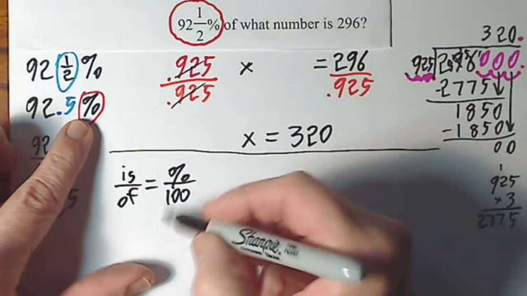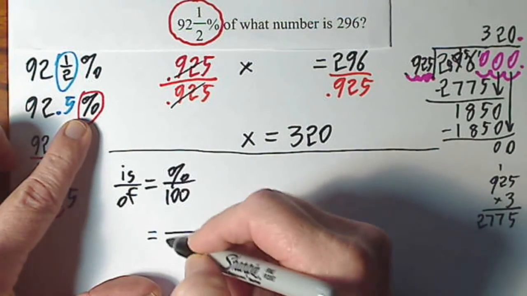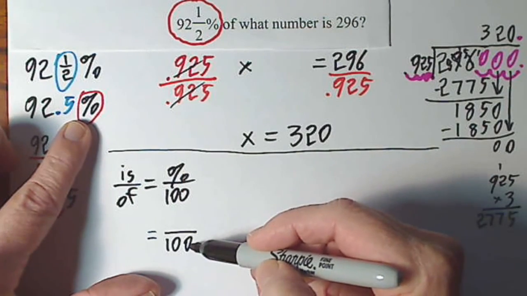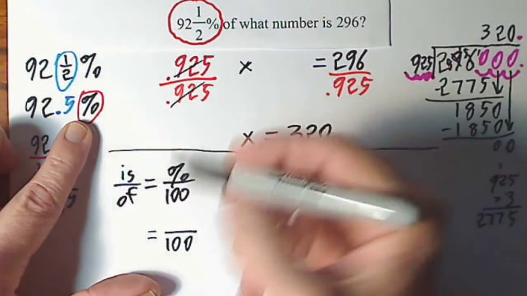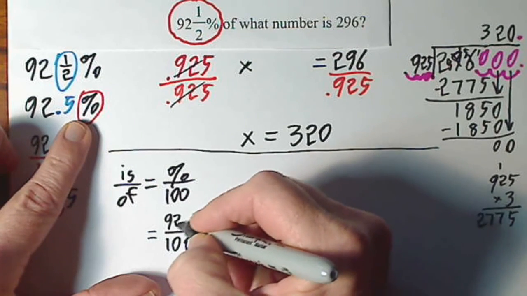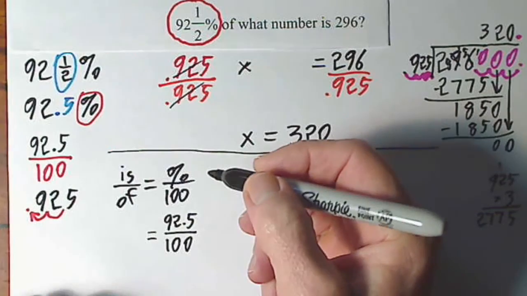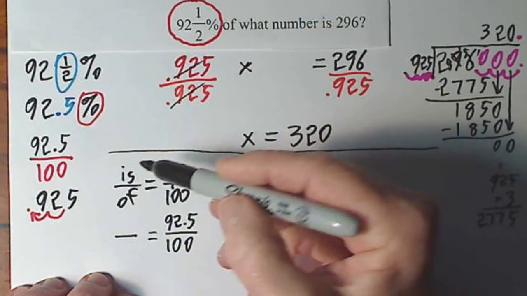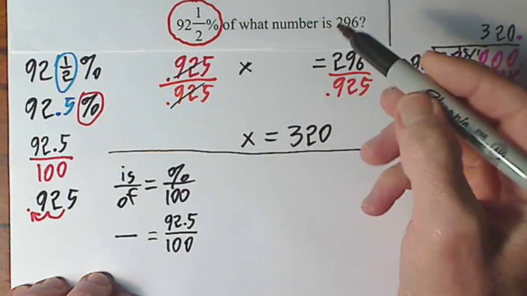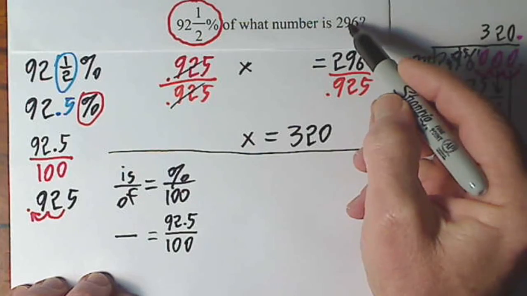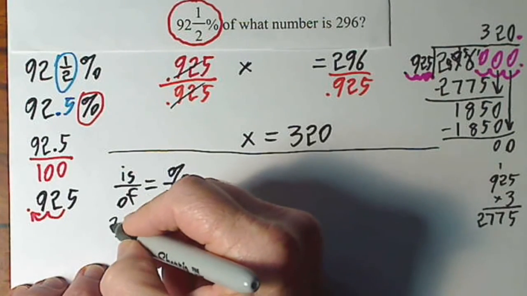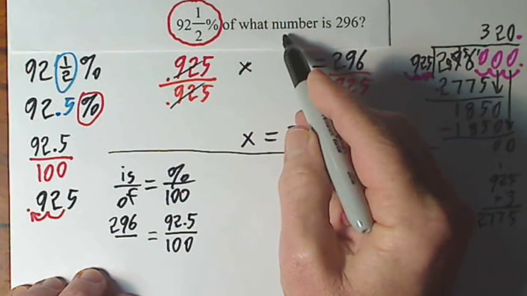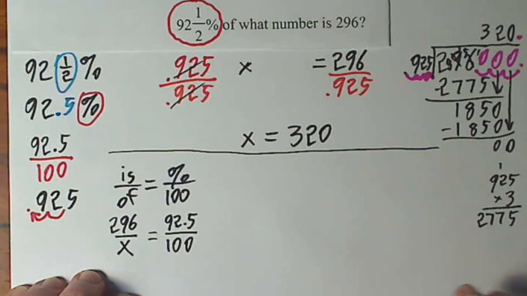Okay? So I can write, if this percentage sign stands for per 100, I can just put 92 5/10 over it. Okay? And then for is over of, or the amount over the base, is 296. We have 296 out of the amount. What number? We don't know. That's why we put an X there.